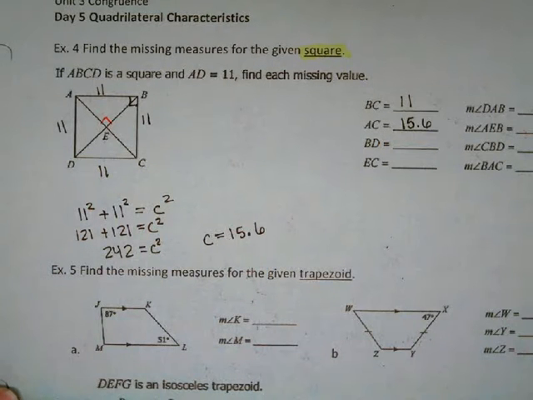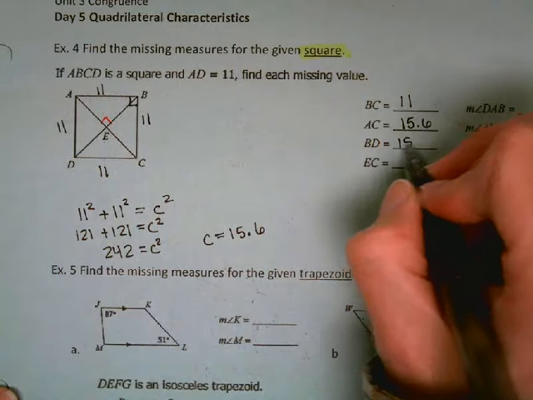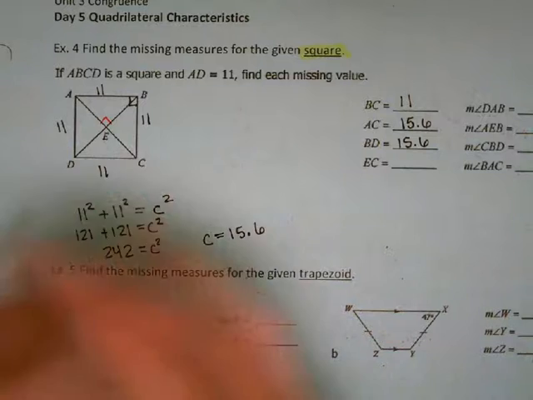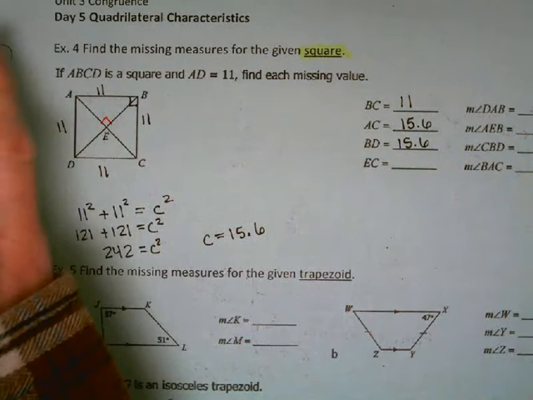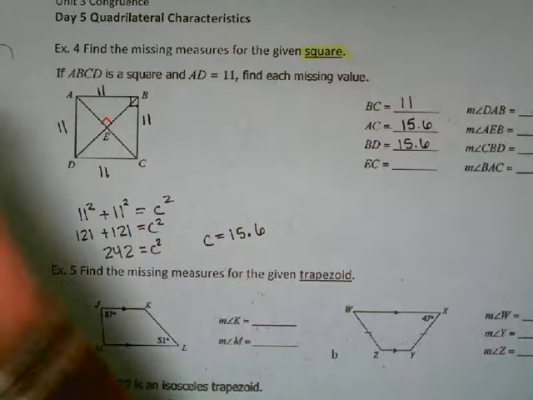BD is the other diagonal, and diagonals are congruent. EC is going to be half of a diagonal, so we divide 15.6 by 2 and get 7.8.